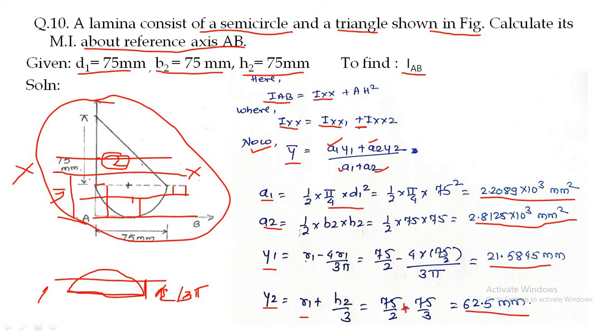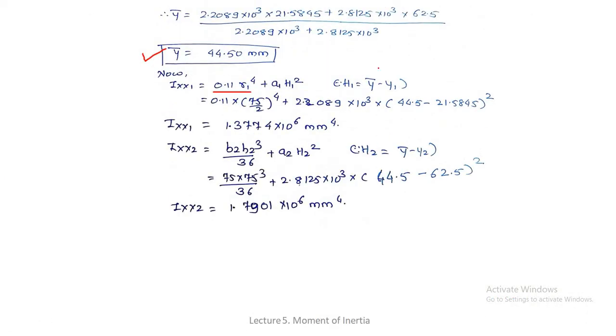What is y bar? Y bar is the distance between the bottommost part and the horizontal central axis of the whole plane. And y1 is the distance between the bottommost part and the horizontal central axis of the first plane. So the distance between these two is h1. If we do y bar minus y1, we will get h1. Putting those values, we will have Ixx1 equal to 1.3774 into 10 raised to 6 mm raised to 4.